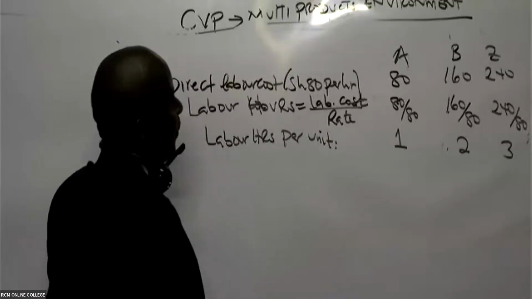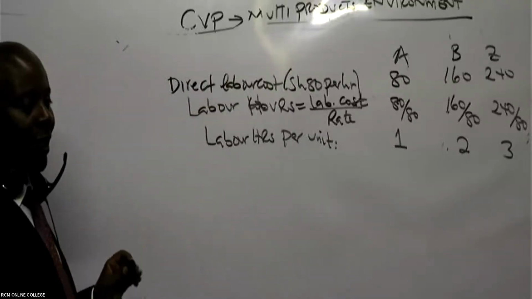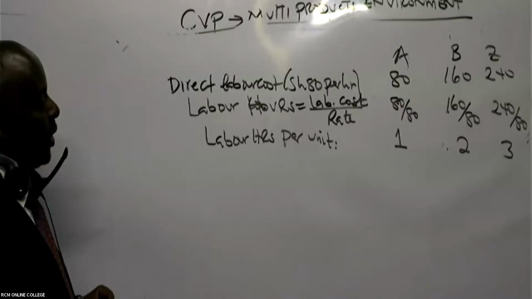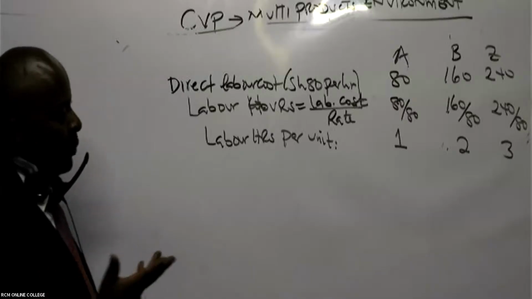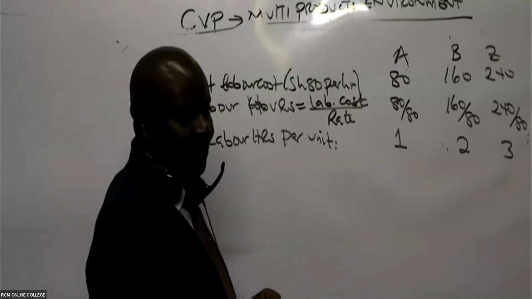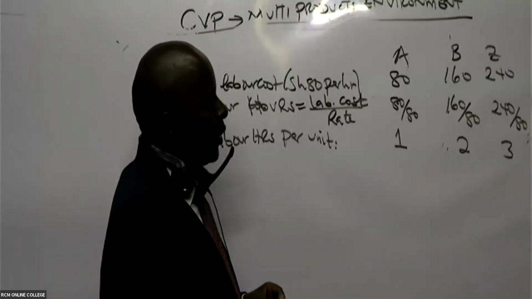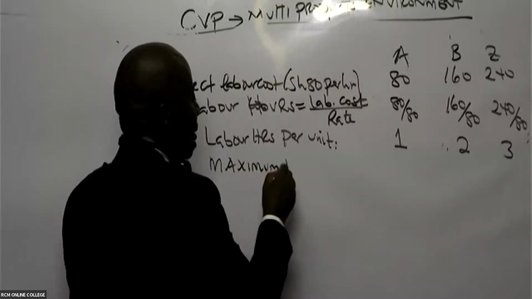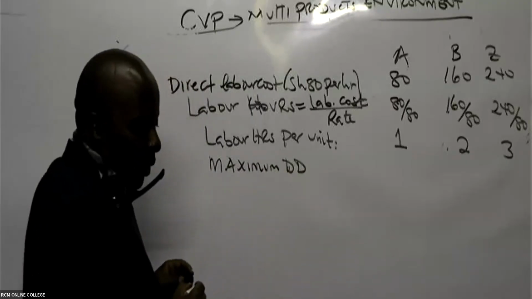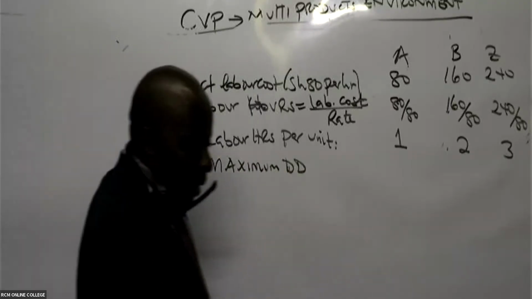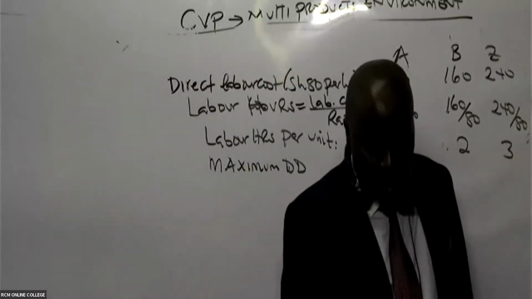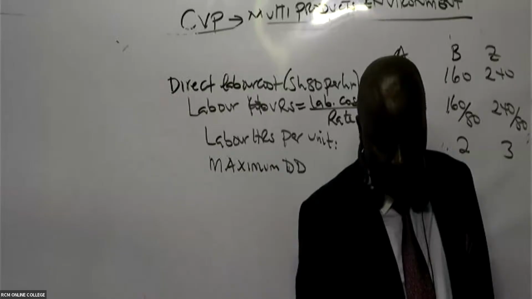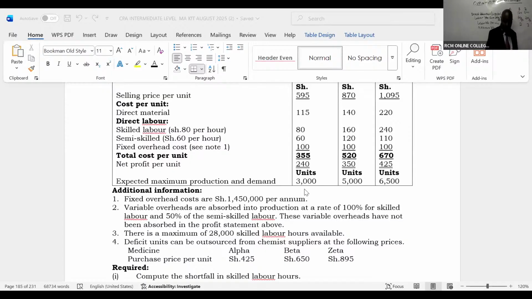Direct labor cost, that is skilled. Skilled, we pay them a little bit expensive. So, ladies and gentlemen, do we know in this case here the maximum demanded units? As the examiner has given us the maximum demanded units, oh yes, he has given us. The maximum demanded units, we are here: 3,000, 5,000 and what here, somebody? 6,500.